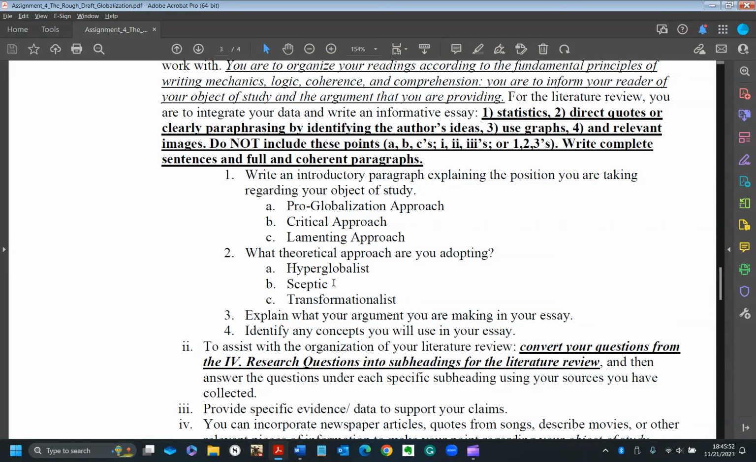And then the skeptic position on globalization is that for them globalization is not real, and that it's comprised more of regional economies and multilateral economic agreements like NAFTA, the European Union, ASEAN, or the African Union. And ASEAN is the Asian regional markets.